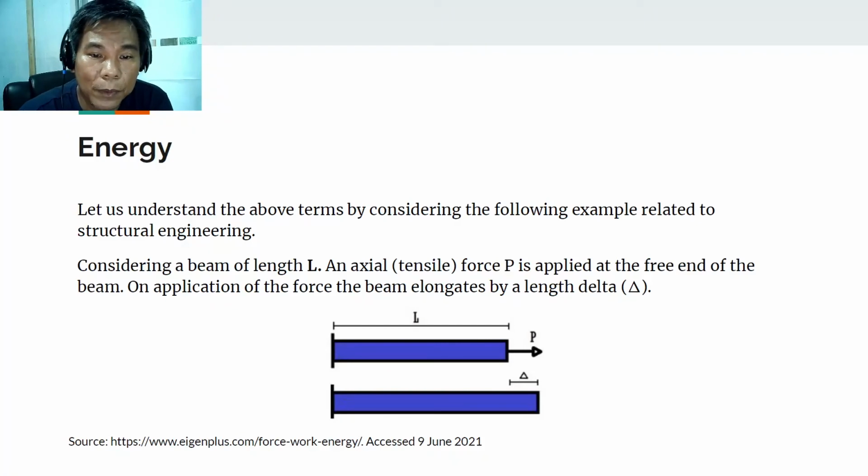To understand the above terms, consider the following example related to structural engineering. Consider a beam of length L, where an axial tensile force P is applied at the free end of the beam as shown in the diagram. On application of the force, the beam elongates by a length delta. We have the original length L, and by applying the force P at the free end, the beam elongates by a distance delta.